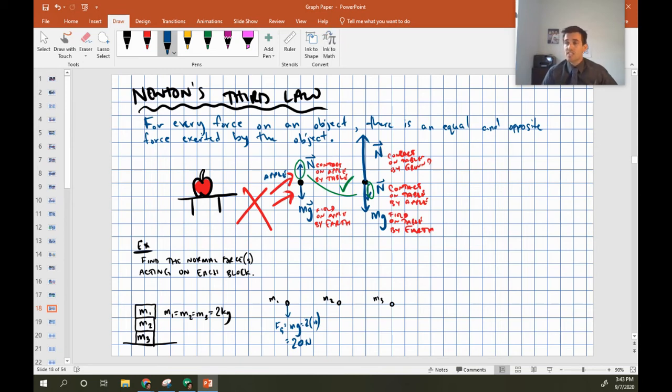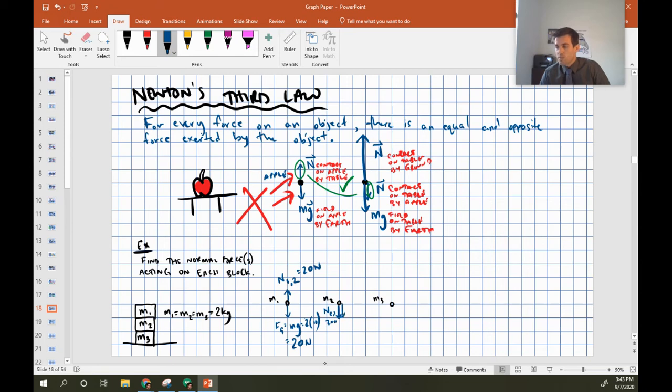Now we know this is not a Newton's third law pair, but we know that because mass 1 is in equilibrium, it's not moving, that normal force has to be exactly the same. So we have normal force here. This is the normal force on 1 from 2 is equal to 20 newtons. That means we can now go to here, because now we can say the normal force on 2 from 1 has to also be 20 newtons.